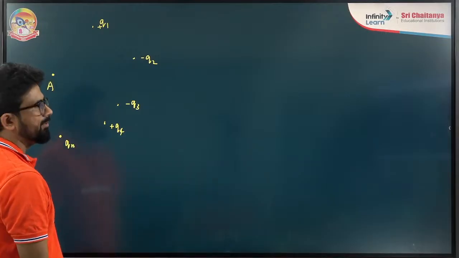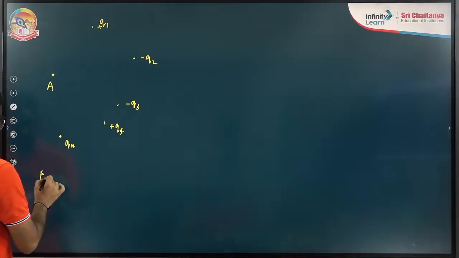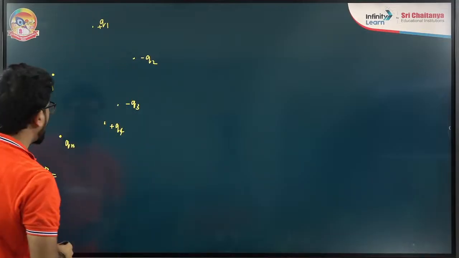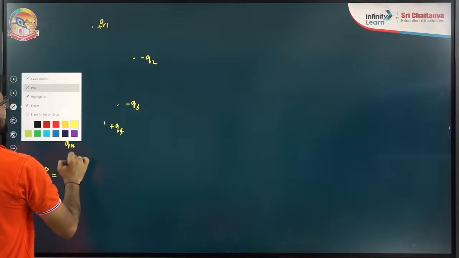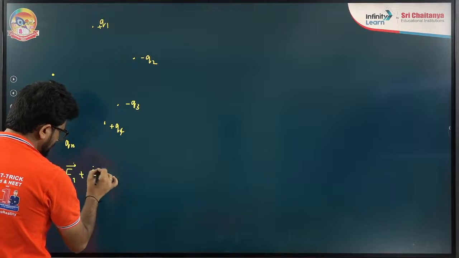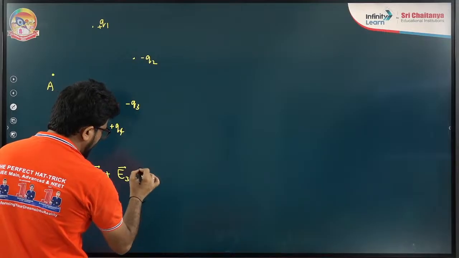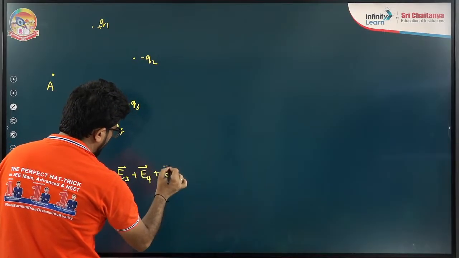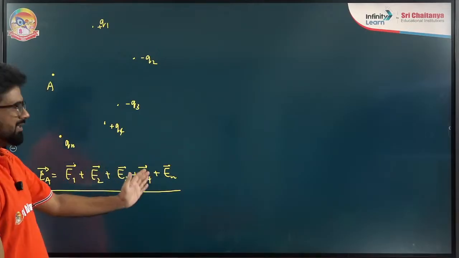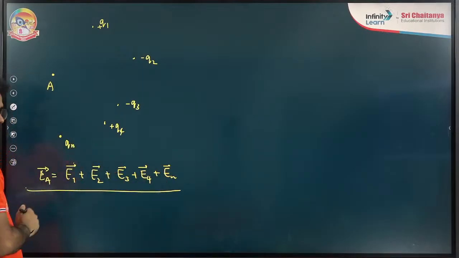I want to calculate the field at point A. So how to calculate that field? Nothing else, you have to do the vector sum of all individual fields. It is the vector sum of the field due to 1, then the field due to 2, then due to 3, then due to 4, and then due to n. These are all n particles. If you individually calculate all fields and do the vector sum, then you will get the net field at A.